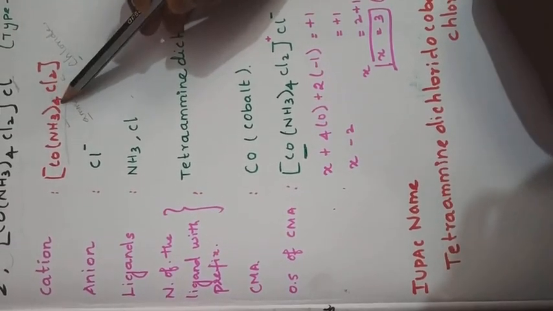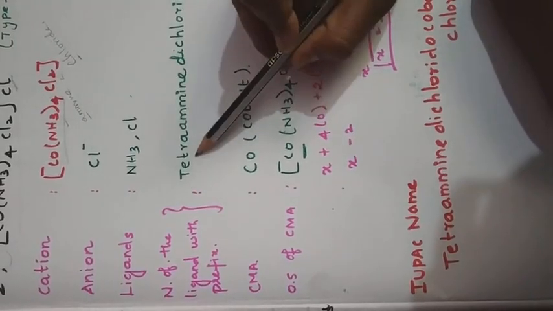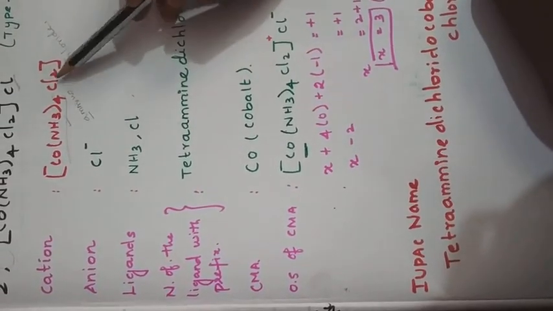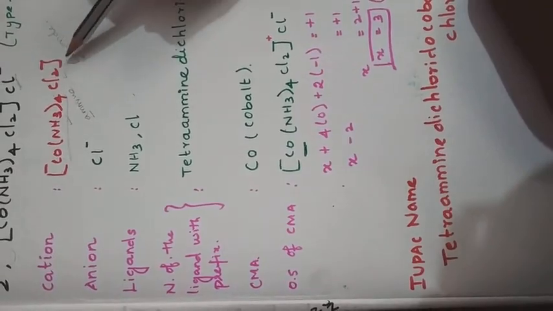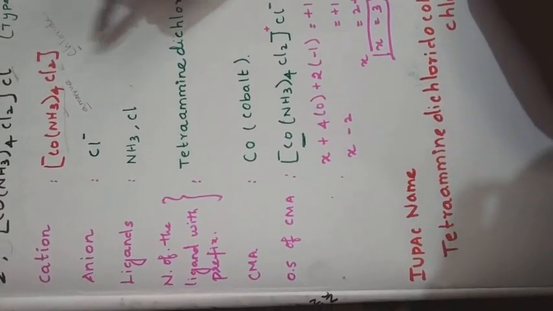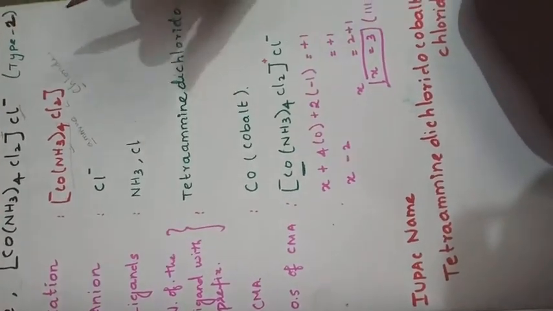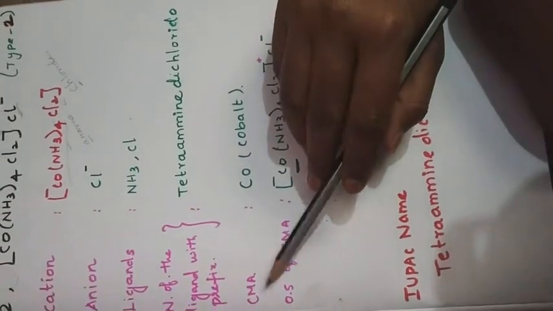How many amine groups are there? 4. 4 means tetraamine. And how many chloride groups are there? 2. Cl2. So dichlorido I have written. Then the central metal atom we have to find out.